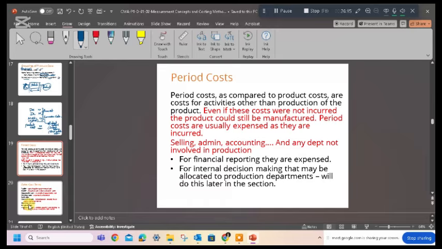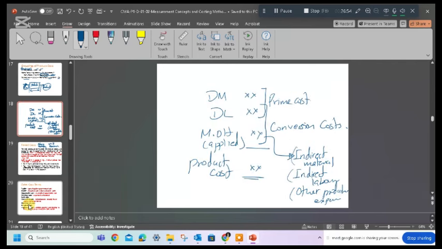Period costs, as compared to product cost, are costs for activities other than production of the product. So this is where we will get administration cost, marketing cost, selling and distribution, research. All this you can say are period costs. Even if these costs were not incurred, the product could still be manufactured. Period costs are usually expensed as they are incurred. What's the meaning of that? These product costs. Okay, let me take an example to explain this.